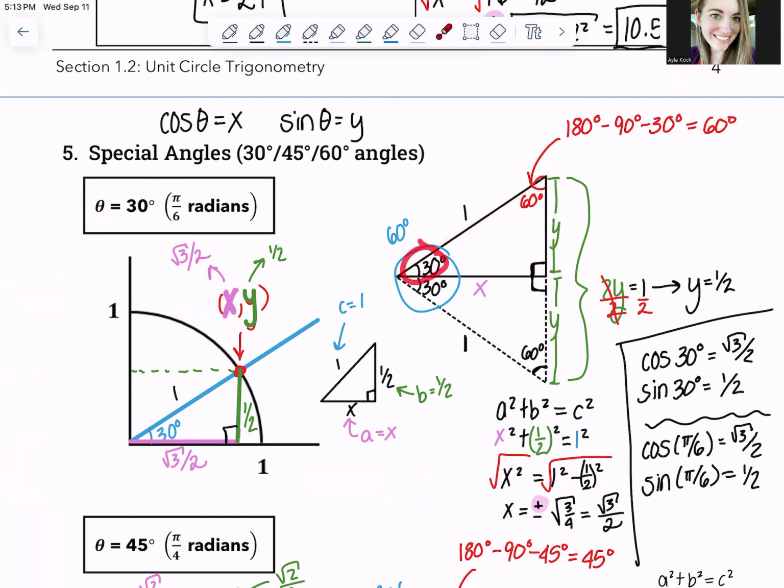It's a 30-degree angle, 60-degree angle, 90-degree angle. And this one has a hypotenuse of 1. When it had a hypotenuse of 1, the y, the side opposite the 30-degree angle, was 1/2. And the x value, the value opposite the 60-degree angle, is square root 3 over 2.